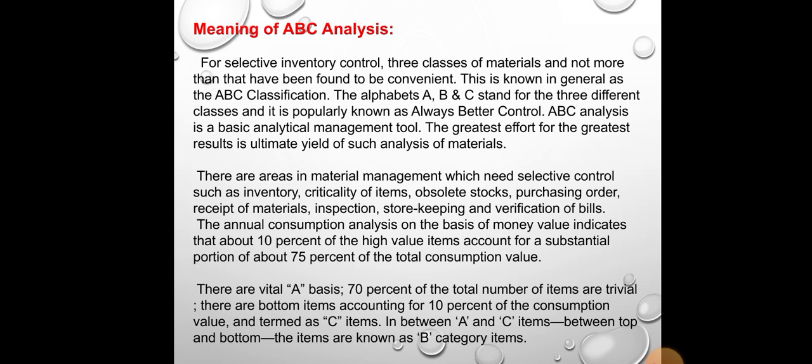There are areas in material management which need selective control, such as inventory, criticality of items, obsolete stocks, purchase orders, receipts of materials, inspections, storekeeping, and verification of bills. The annual consumption analysis on the basis of money value indicates that about 10% of high value items account for a substantial portion of about 75% of total consumption value. These are vital, termed A. Trivial items are the bottom items, about 70% of the total number of items accounting for 10% of consumption value, and are termed C. In between A and C, the items between top and bottom could be known as B category items.